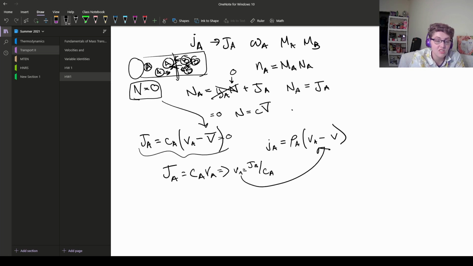And now we just want to simplify it so that the other variables are the mass fraction and the molecular weights of both components. So let's go ahead and write out that equation.